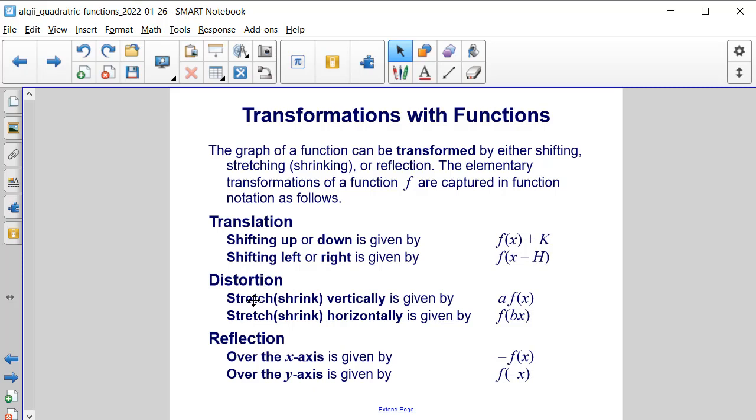For distortion, if you're stretching or shrinking vertically, it's given by a times f of x. If you're stretching or shrinking horizontally, it's given by f of b times x in parentheses. For reflection, when reflecting over the x-axis, we have negative times f of x. If we're reflecting over the y-axis, we have f of negative x.